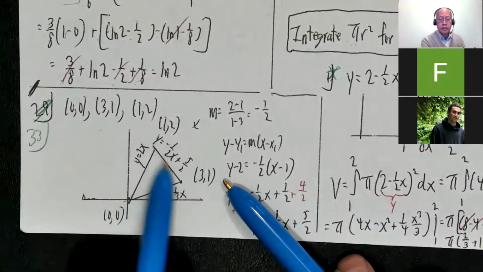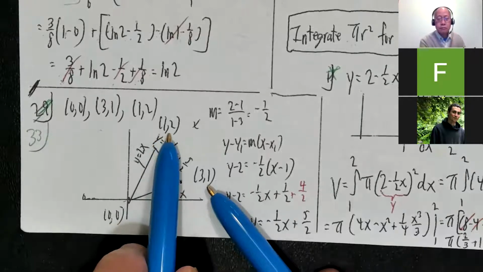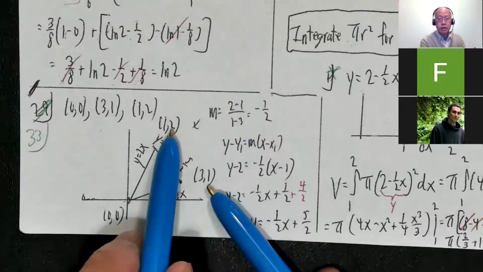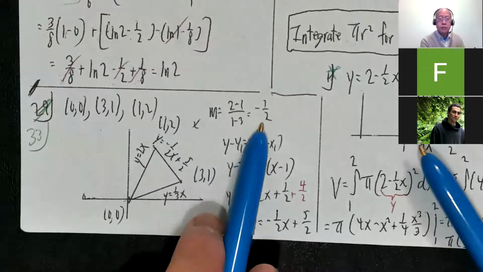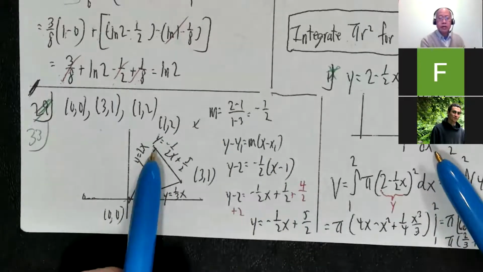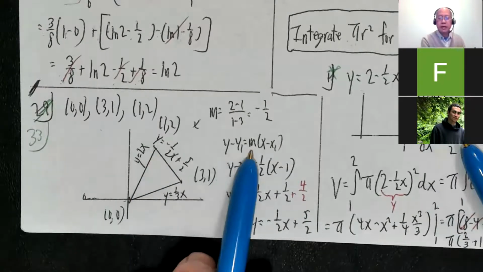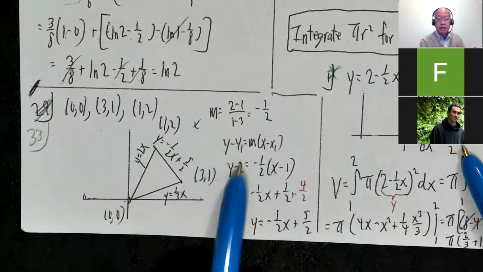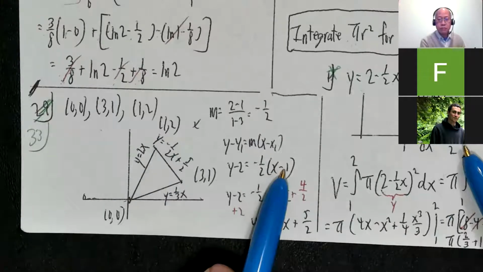The hardest of the 3 is this line, going from 1, 2 to 3, 1. So first I find the slope, y2 minus y1 divided by x2 minus x1. 2 minus 1 over 1 minus 3, that's negative a half. So the slope of this is negative a half. Then I do my point slope form, y minus y1 equals m times x minus x1. So y minus, I pick this point, y minus 2 equals negative a half times x minus 1.